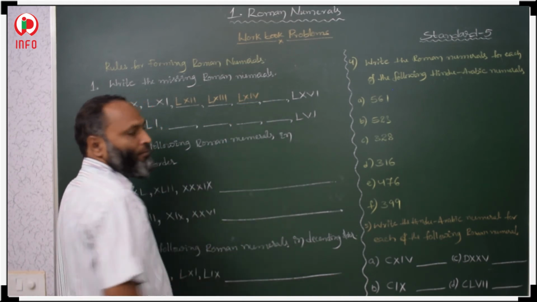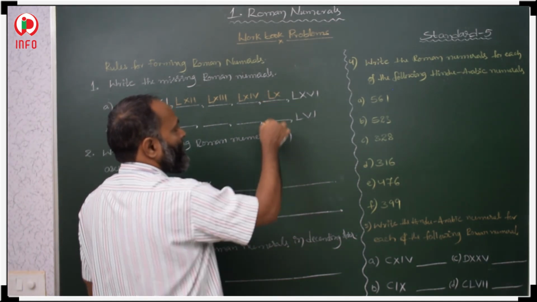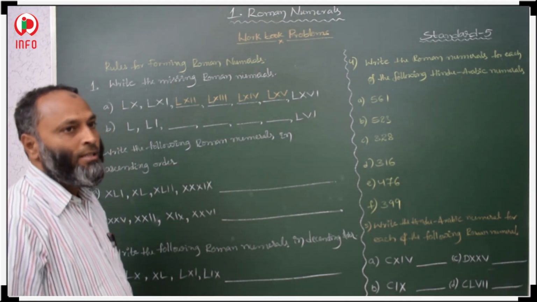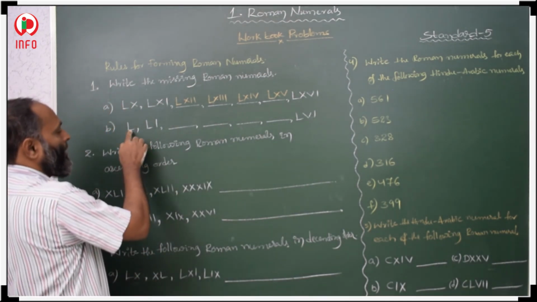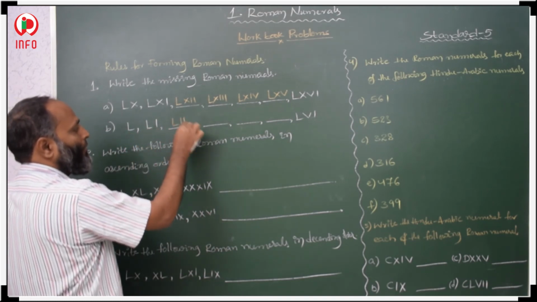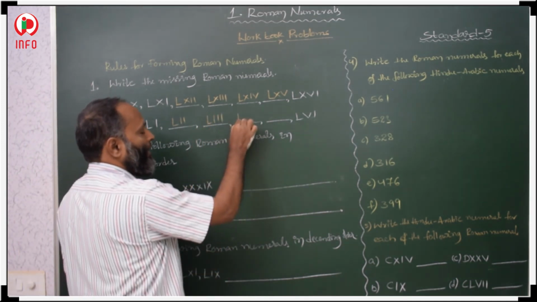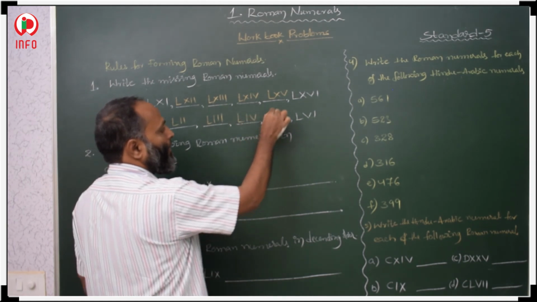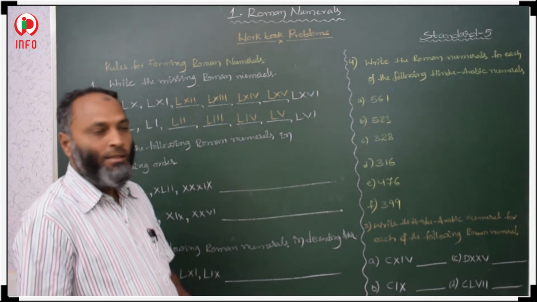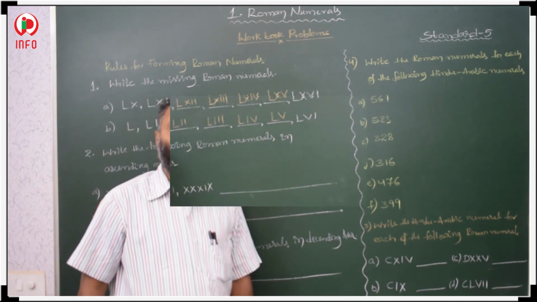IV is 4. Then 65: LX is 60 and V is 5, so this is 65. Now L is 50. LI is 51, LII 52, LIII 53, LIV 54, LV 55, LVI 56. So in this way we have to fill the blanks. We have to fill in the missing Roman numerals.